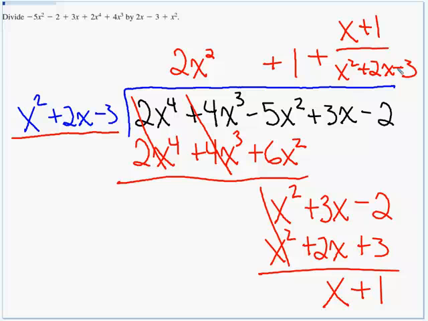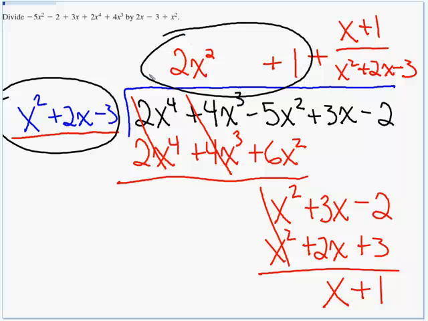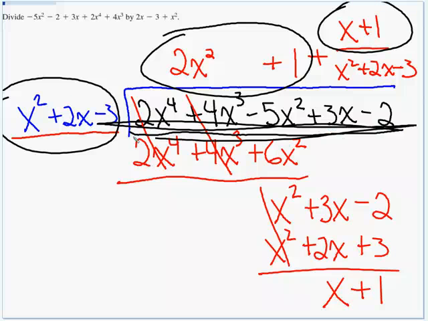Again, if we want to check our work, you could multiply this times 2x plus 1, sort of FOIL that out, and then tack on an x plus 1, and you should combine all like terms and get right back to here.